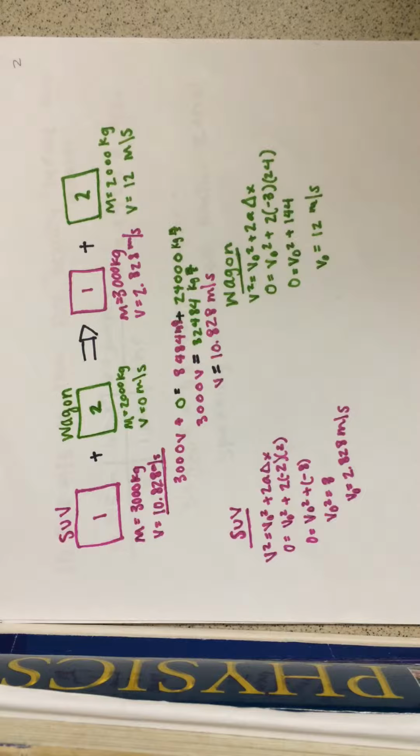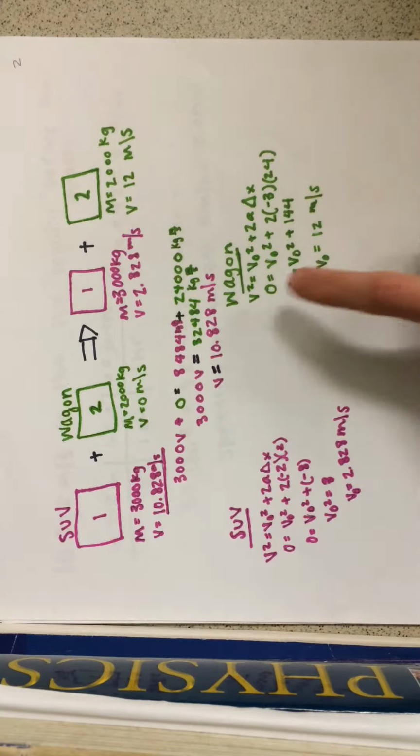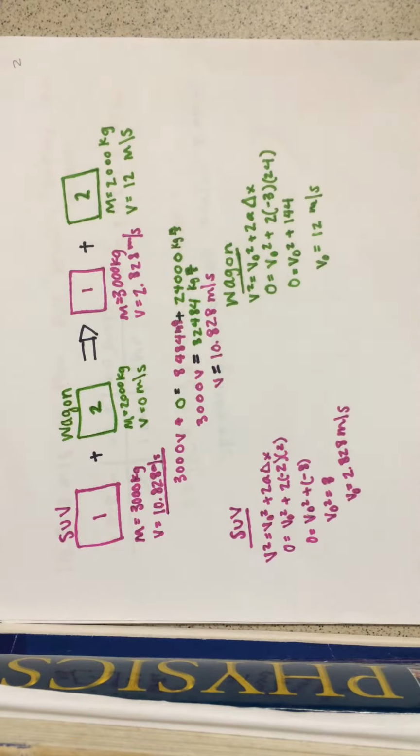You use the same formula for the wagon. The final velocity for the wagon is 0. We are looking for the initial velocity. The acceleration is negative 3 meters per second for every second, and the distance traveled is 24 meters. The initial velocity is 12 meters per second.